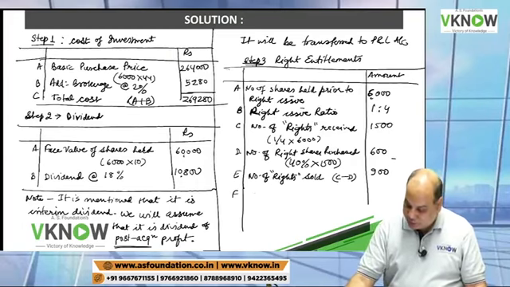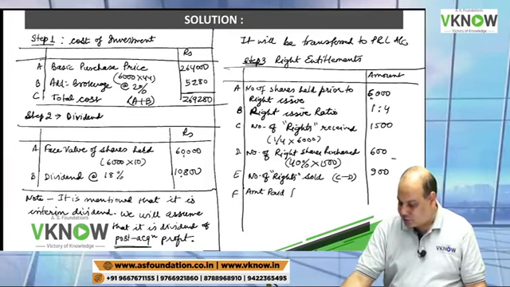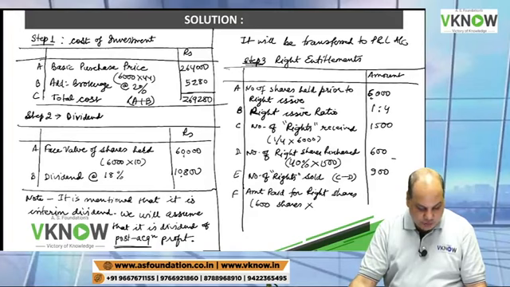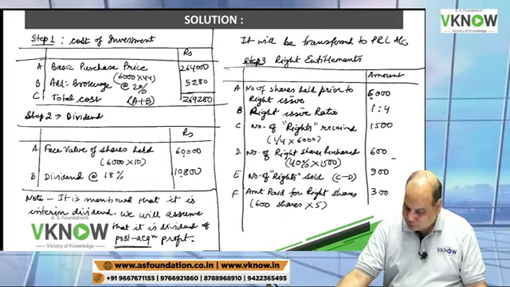Point number F, write down. Amount paid for right shares. You have purchased 600 shares. If you purchase right shares, you have to pay 5 rupees per share. That comes to 3,000.